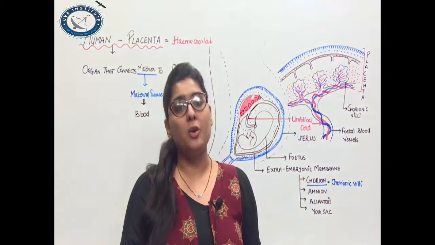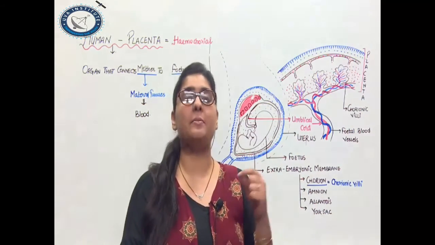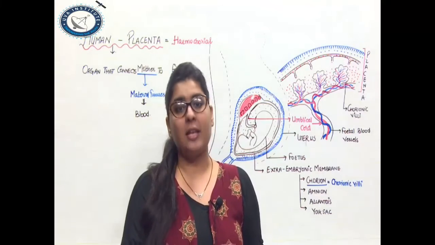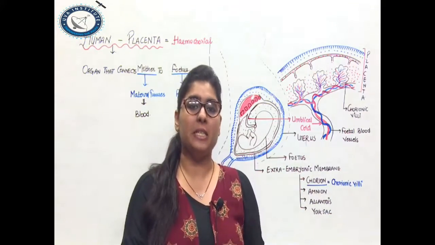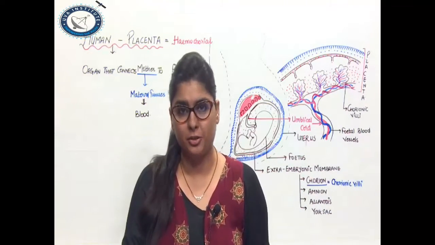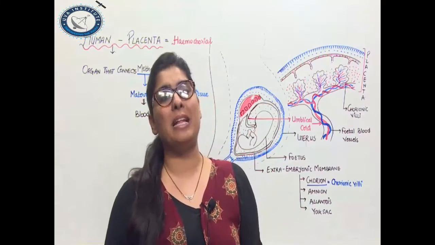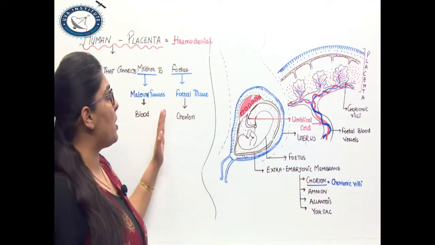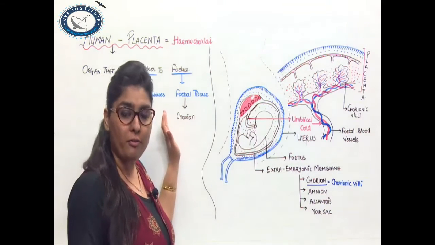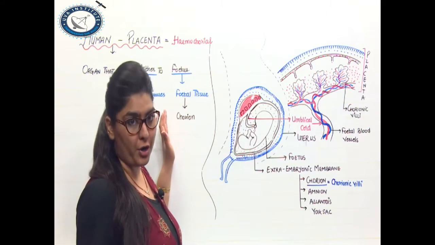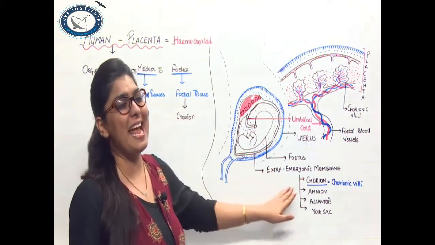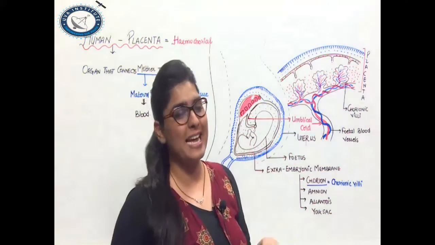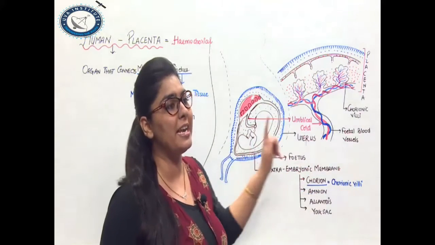We say human placenta is a maternal and fetal organ combined with the maternal and fetal tissues to connect the mother to the fetus. The fetal tissue which is responsible for formation of placenta is the chorion. Chorion is an extra-embryonic membrane which forms fold-like structures called chorionic villi.